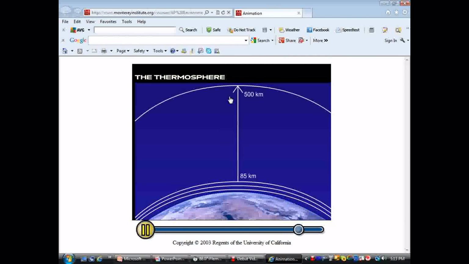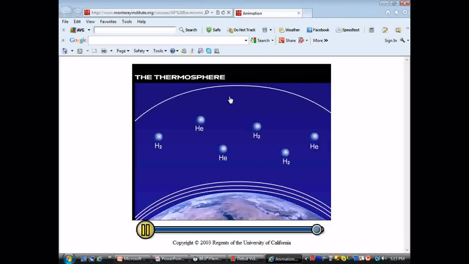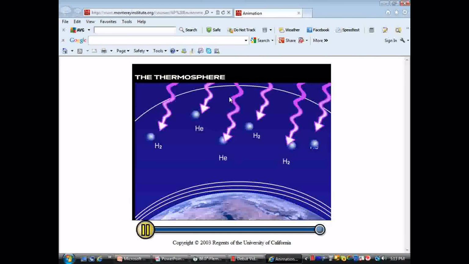The thermosphere begins at the mesopause, 85 kilometers, and extends over 500 kilometers. The few molecules present in the thermosphere are constantly bombarded with radiation and can heat up to around 1,000 degrees Celsius.